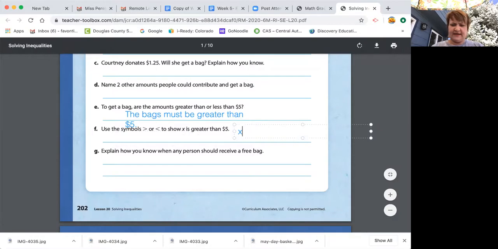Where is that symbol on here? Here we go. X has to be greater than $5. That's how we would write this inequality. X, in order to solve it, has to be greater than $5.